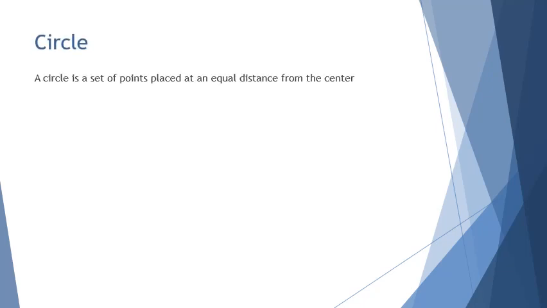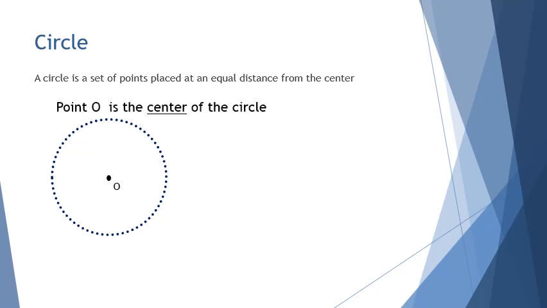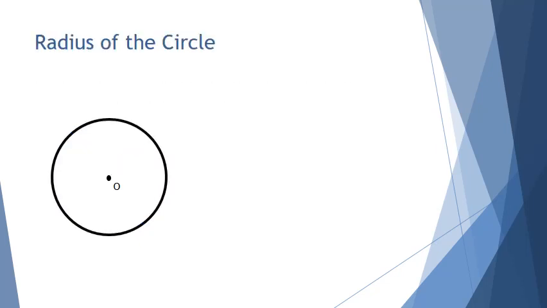Circle. A circle is a set of points placed at an equal distance from the center. The centermost point is called the center of the circle. So, point O, we can name it, is the center of the circle.